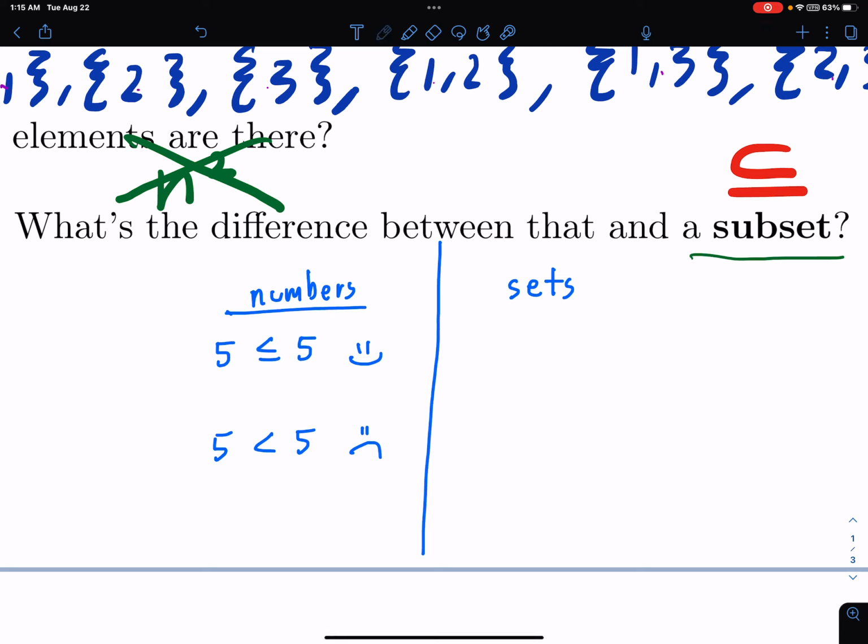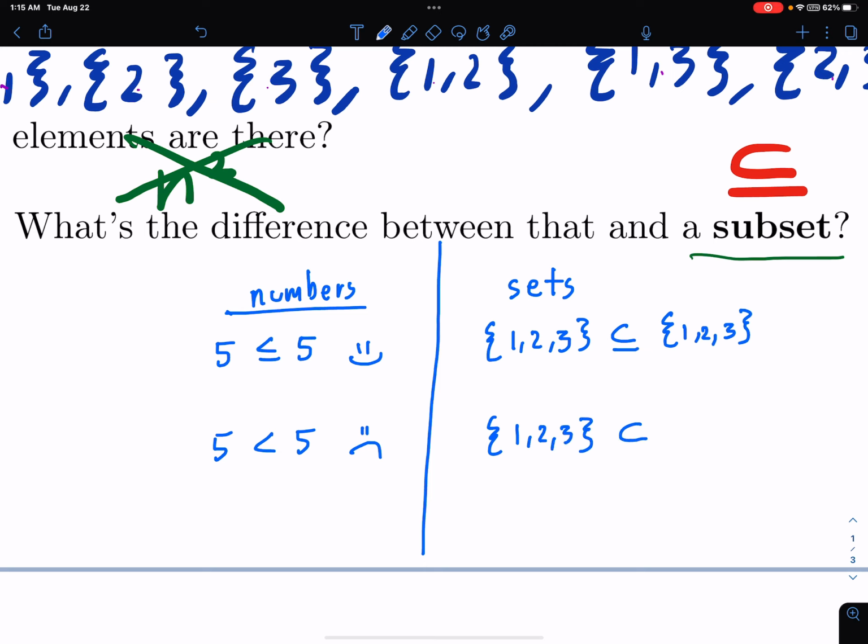Let's make it a little more concrete. Let's pick an actual set. So let's say the set 1, 2, 3. Well, that's a subset of itself, right? 1, 2, 3, because this line underneath it means equality is okay. But I cannot say something like this. I cannot say it's a proper subset. That's not correct anymore because they're equal, right? And this symbol right here does not allow for equality to happen. Okay, so that's the difference.